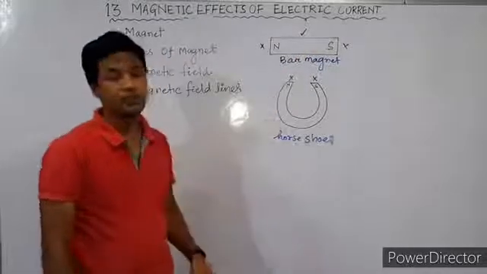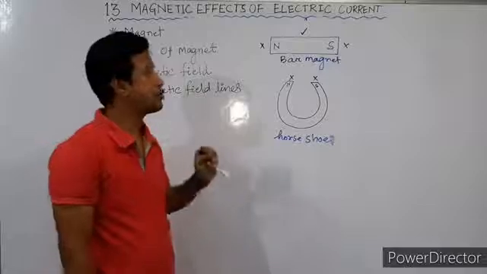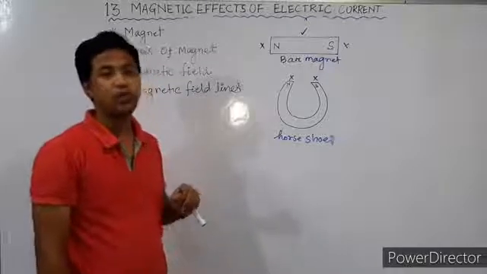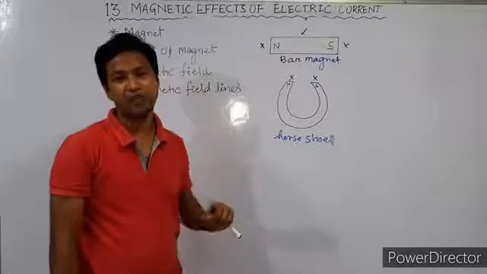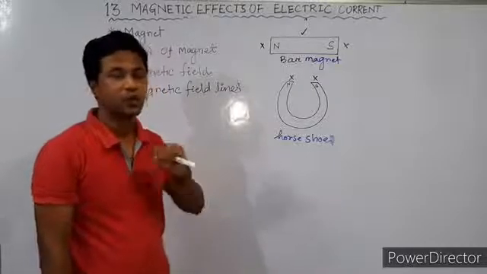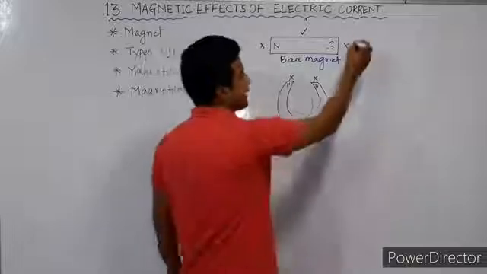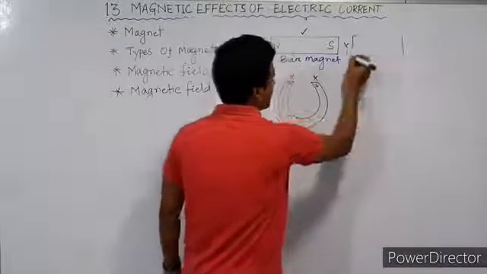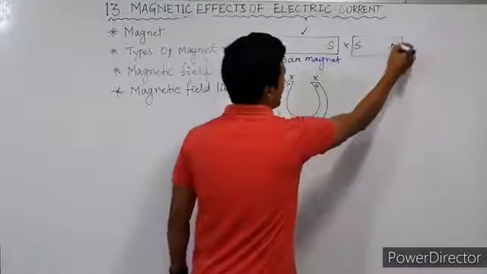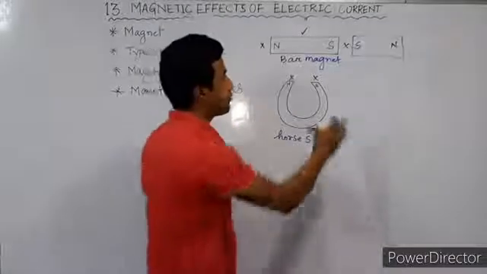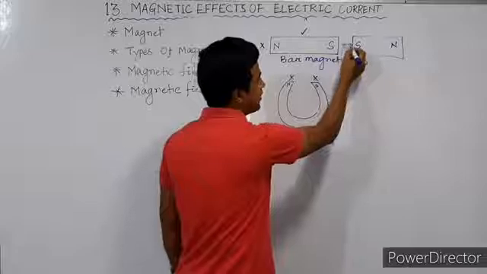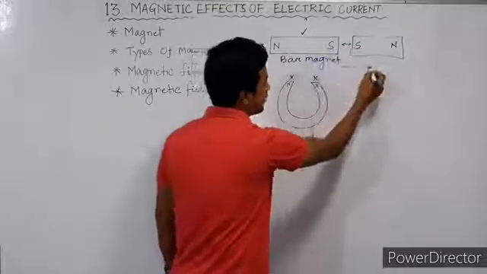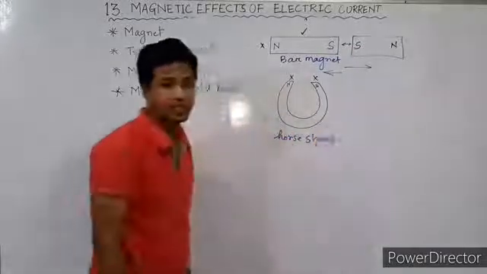So about the poles, there is an interesting fact that you should remember: like poles repel each other and unlike poles attract each other. What does it mean? Suppose I bring another magnet here, with south pole and north pole like this. At that time what will happen? These two poles are the same, so they will repel each other, meaning they go in opposite directions.